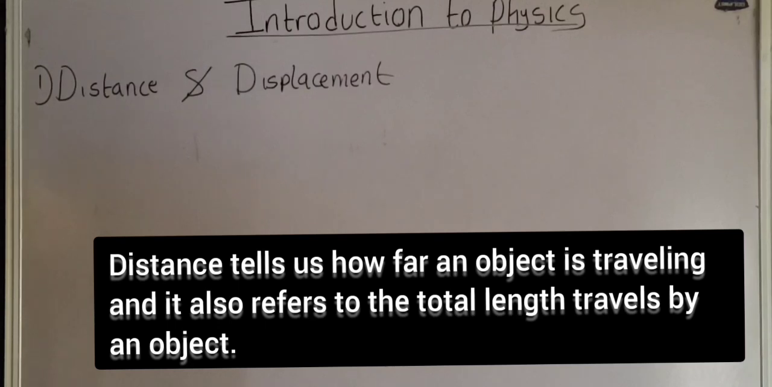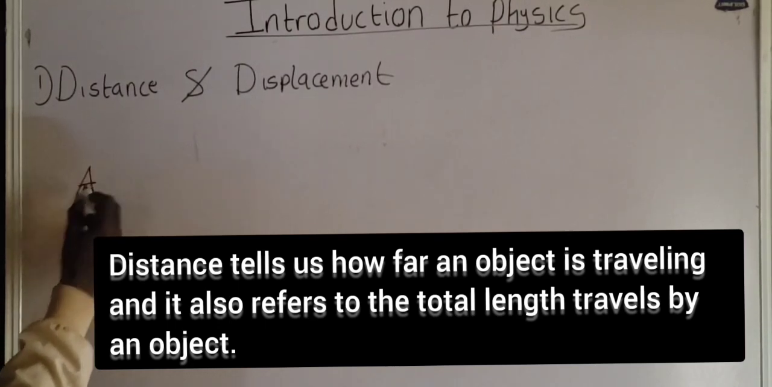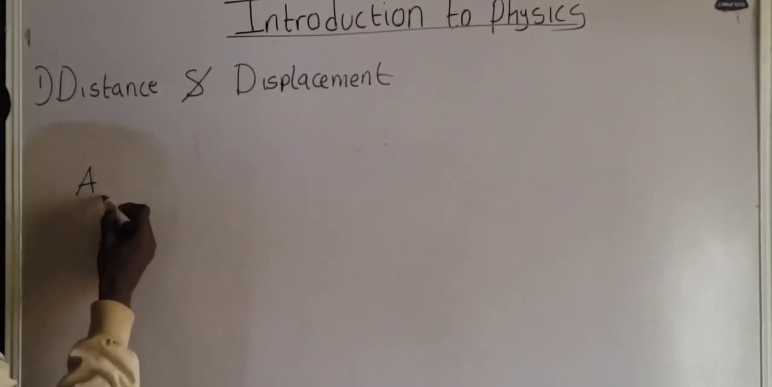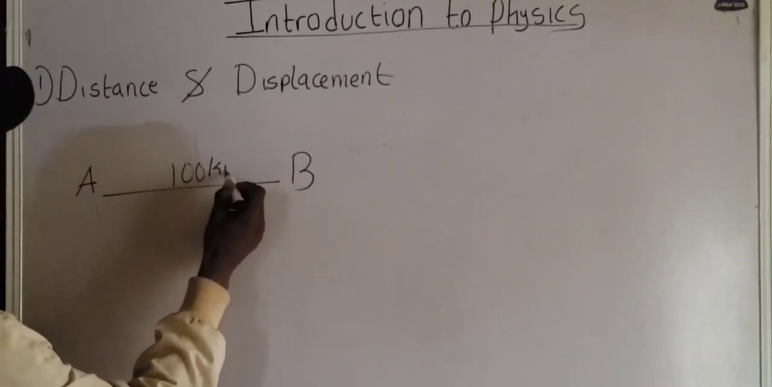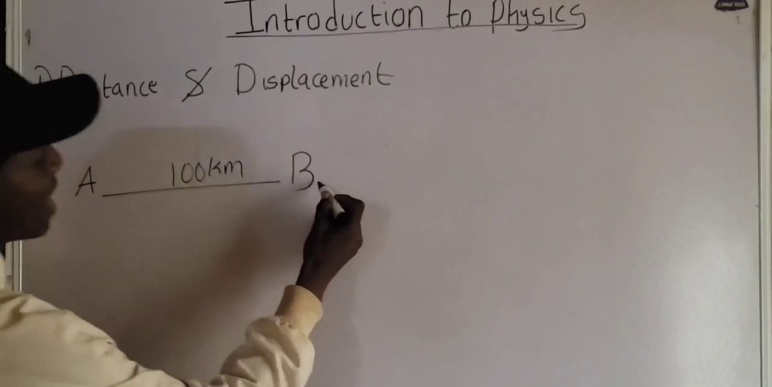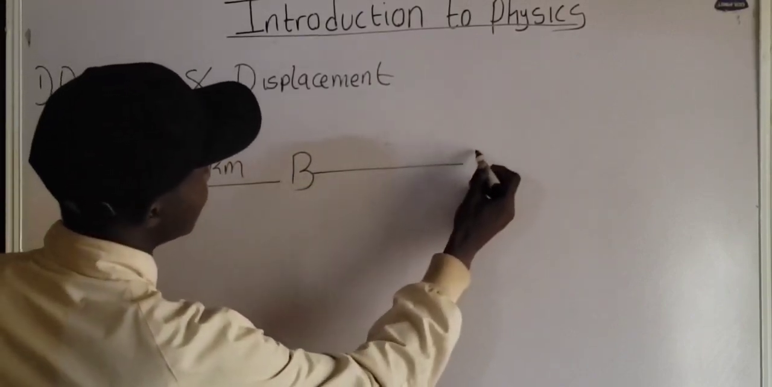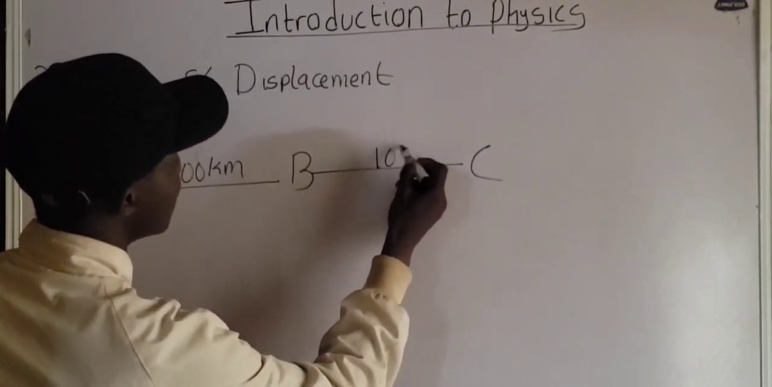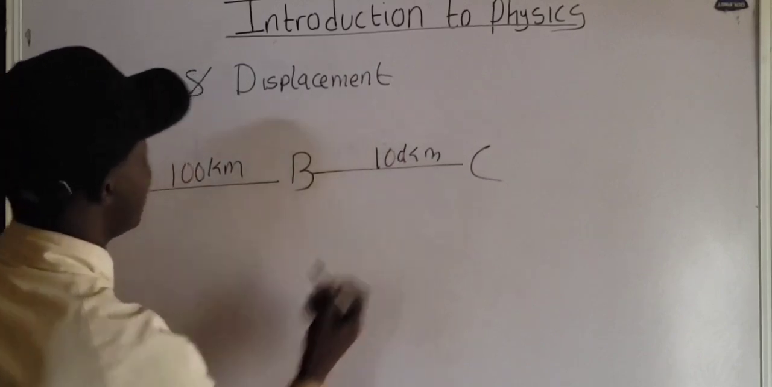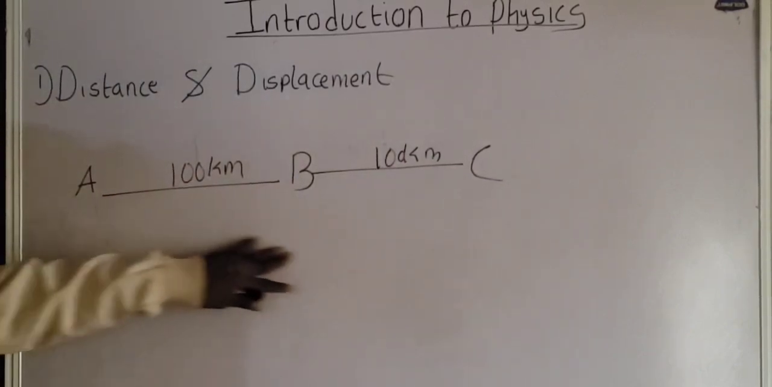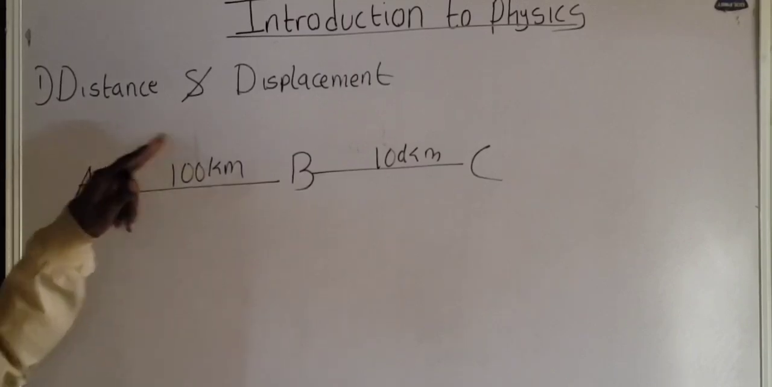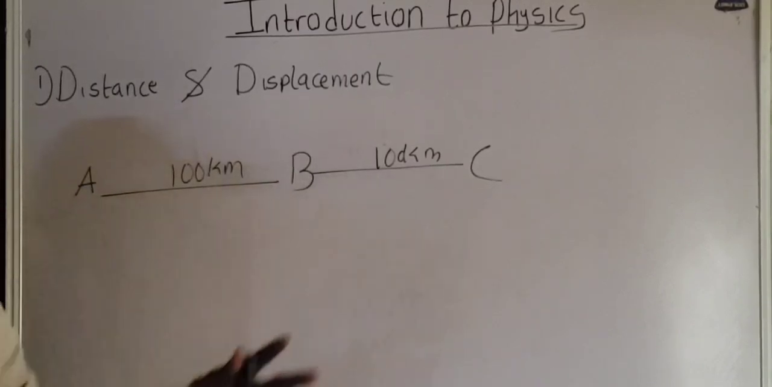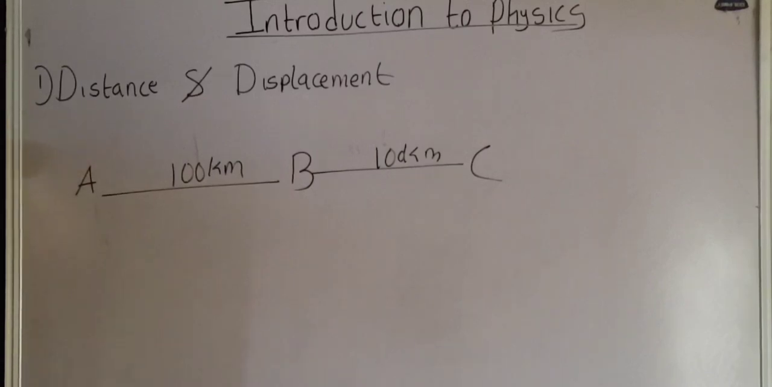So let's assume that we have a city called A. The distance between city A and city B is 100 kilometers, and the distance between city B and another city C is also 100 kilometers. If we are told to calculate the total distance traveled, we add the distance between A and B and the distance between B and C. That is what distance talks about: the total length traveled by an object.